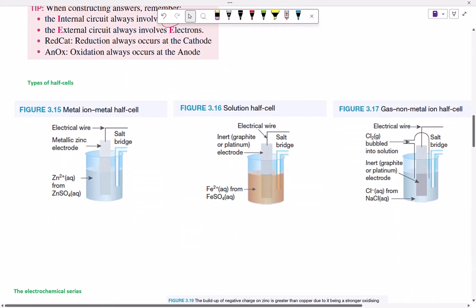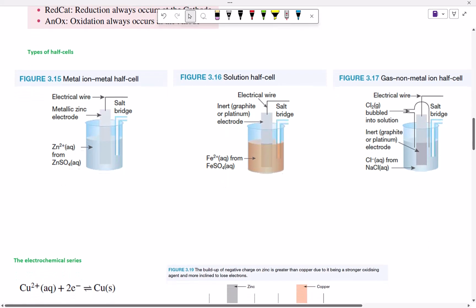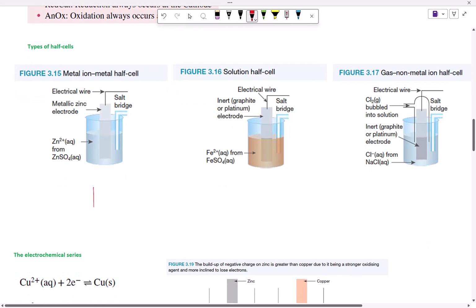So keep in mind some of the half cells you can get. It's not always going to be a metal electrode. Like, for example, this is the example we've just been talking about. You've got your electrical wire, you've got your metallic zinc electrode, could be something else, and that's how it would look. If you've got a solution half cell, what you're going to have is some inert substance. That's usually either graphite or platinum. I know platinum's a metal, but it's seen as inert. So you're going to have something from solution go into here, have the electrons being oxidized from that. So examples, you can have Fe2+.